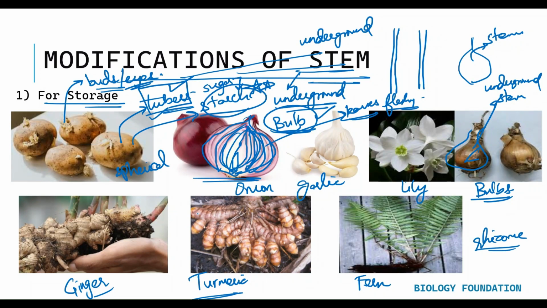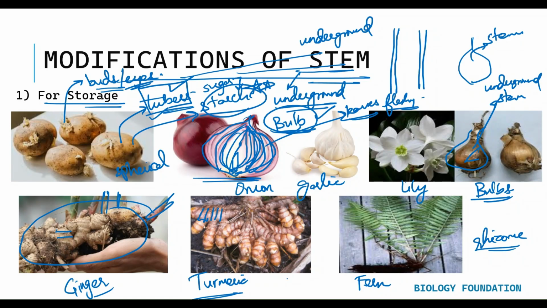And can you see? I told you stems have nodes and internodes. See, this is a node, and the gap between them is an internode. Okay. Here also you can see the nodes, and we also know stem bears buds. These are the buds that are growing from the stem. Okay. And here the stem is present underground. That underground specialized stem which is storing food in it, unlike normal stem, is called a rhizome in ginger, turmeric, and fern.